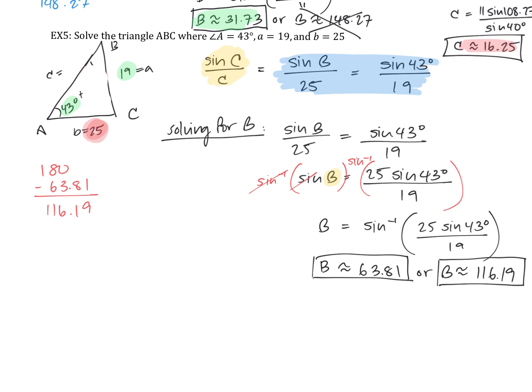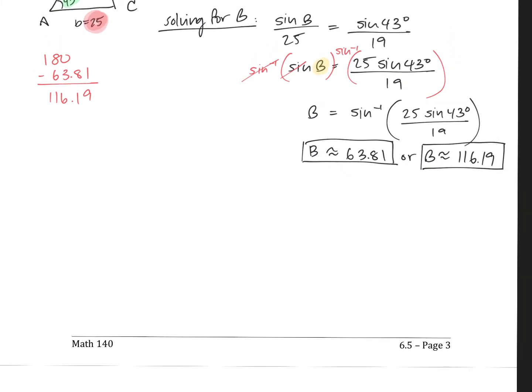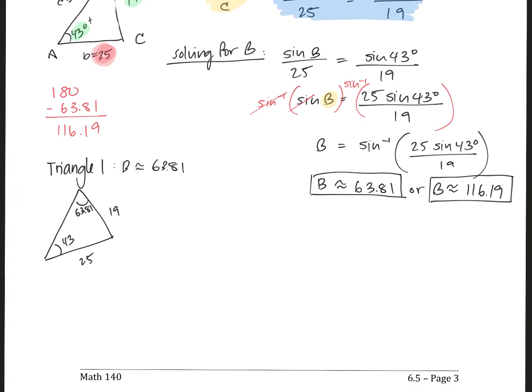Okay, so let's see. So we have triangle 1, triangle 2. Triangle 1. Let's see, the values we knew before were 43, 19, 25, and we're going to go with the option of B equal to approximately 63.81. So that is triangle 1.